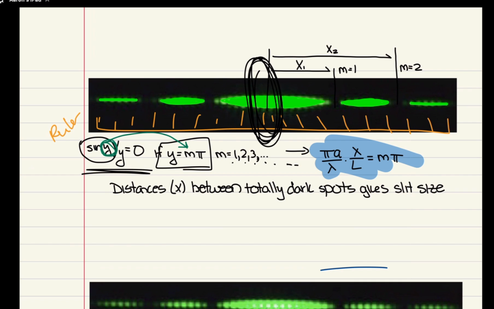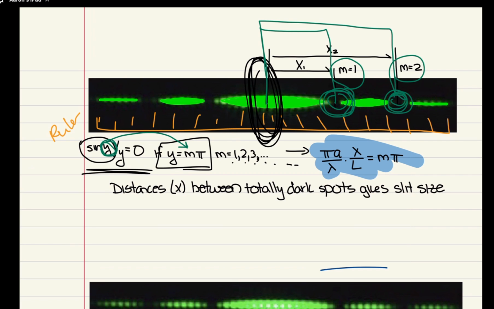So again, what you could do is measure with that ruler the distance from the center to the first trough, or the first dark point, or from the center to the second dark point. This first location is the first dark spot, so that corresponds to m equals 1. This spot is the second dark spot, that corresponds to m equals 2. And of course, it's symmetric, so you would get the same answer, m equals 1, m equals 2, on the left-hand side.